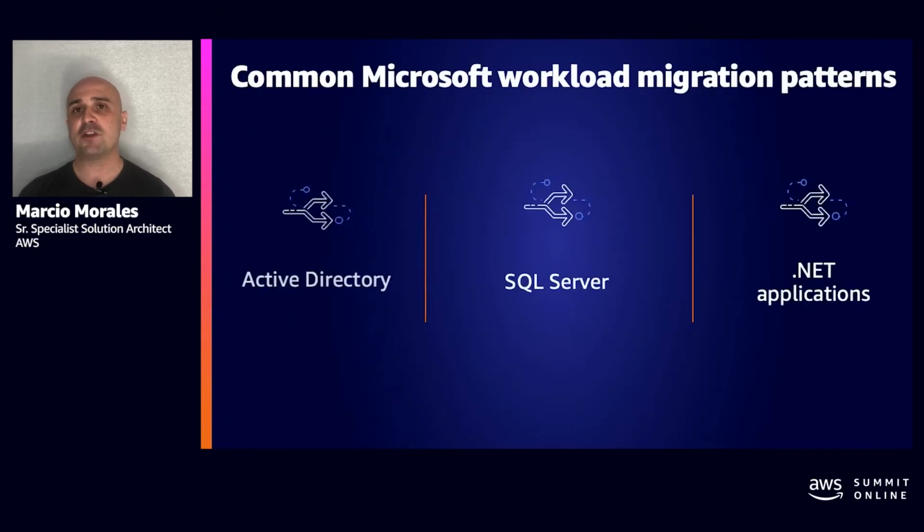If we look at a different perspective for Microsoft workloads, usually we see Active Directory as the identity provider, SQL Server as a back-end database, and .NET applications running on Windows Server. So let's understand how you can integrate your existing Active Directory domain service to AWS.